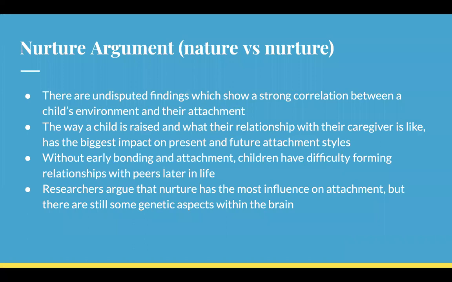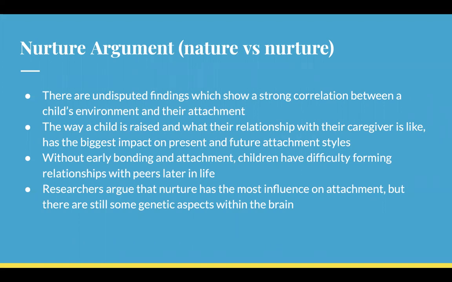The nurture argument in the nature versus nurture debate in relation to attachment styles tends to be the biggest argument and the one with the most research done. There are a lot of undisputed findings which show a strong correlation between a child's environment and their attachment. And this tends to be the number one reason for a child's attachment later in life. The way a child is raised and what their relationship with their caregiver is like has the biggest impact on present and future attachment style.